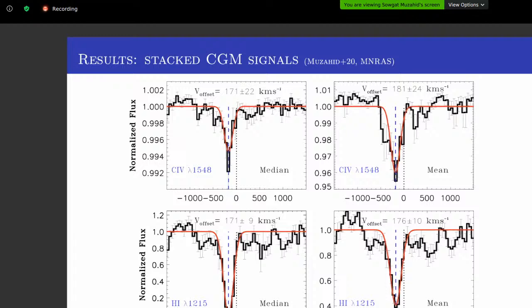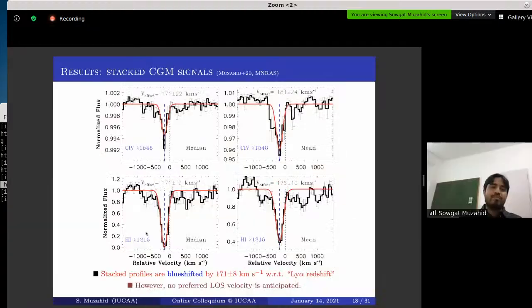So what we did, we used the redshifts of the Lyman alpha emitters and went to the quasar spectrum and stacked them, right? And so that's the absorption we see towards the quasar, the composite quasar spectrum. So that's the median stack on the left-hand side, and that's the mean stack on the right-hand side. And you can see both H I Lyman alpha and carbon-4 absorption is clearly detected, but they are blueshifted by 170 kilometers per second or so.